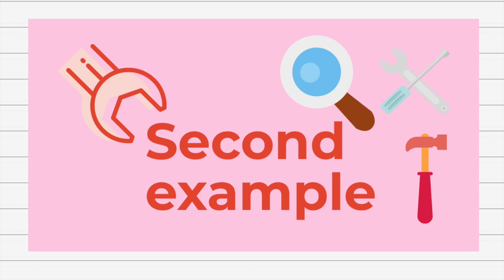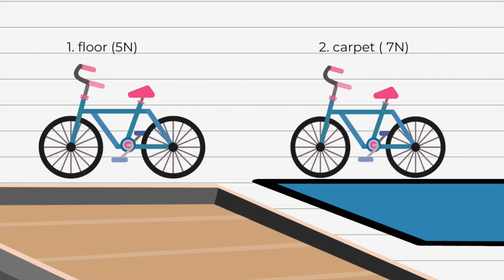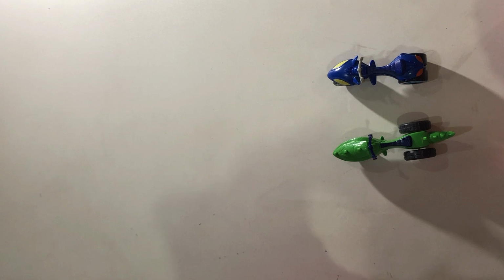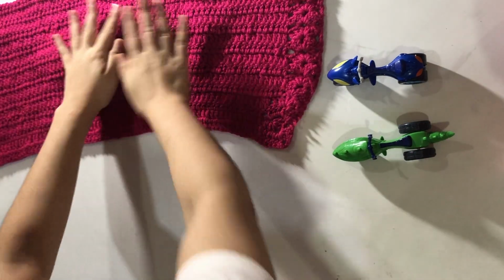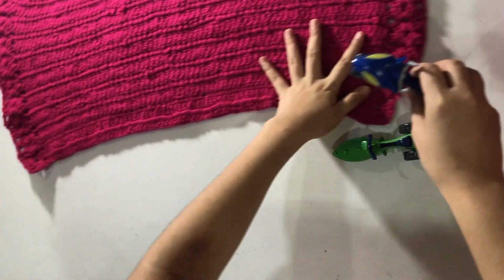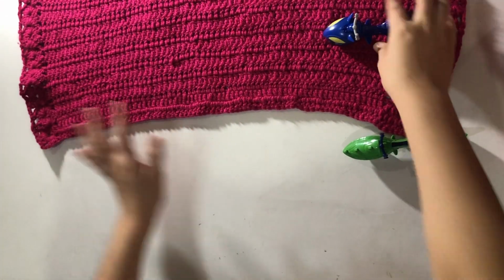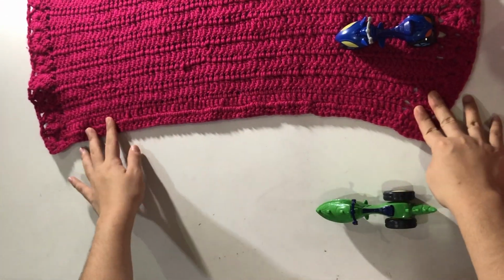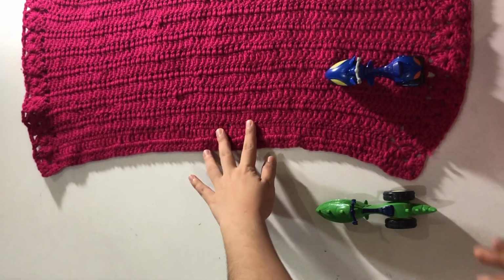Our second example is two bikes. They're exactly the same except different color, but one will be on the floor and then one will be on a carpet. The carpet I'm using here is a scarf that I made. The scarf would add more force. It has more friction because it's more rough than just the floor itself.